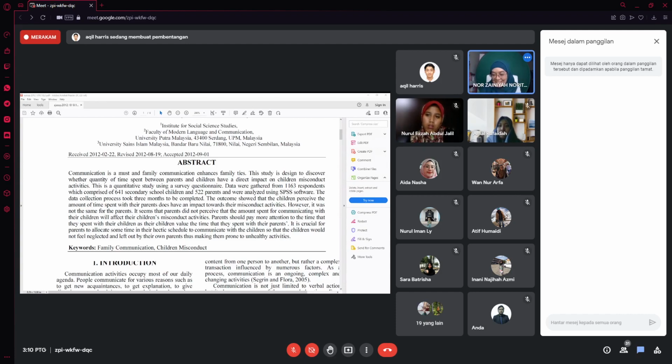intervention. Okay, so the question that we want to find out is whether if they spend more time with the parents, would they behave better, or would they have lesser misconduct activities, or vice versa? But why can't it be experimental design?